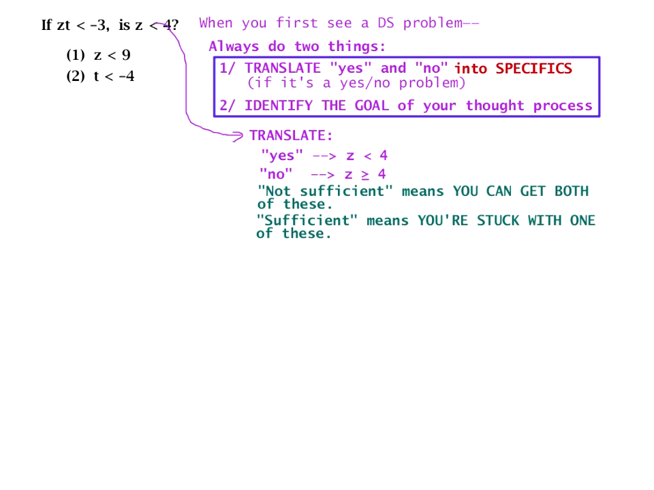So sufficient, in these kinds of problems that are yes, no, really, you're trying to get both, and if you fail to, then it's sufficient. So your goal is actually this. Your goal is to try to get both of these outcomes. And this is going to be consistent for yes-no questions. Your goal is going to be not sufficient. So this is your concrete goal that you are trying for.